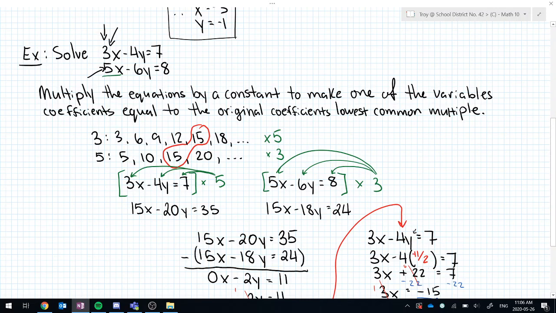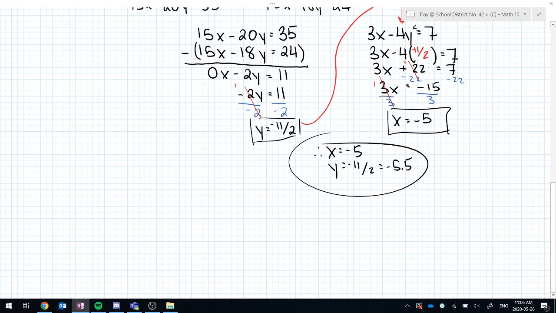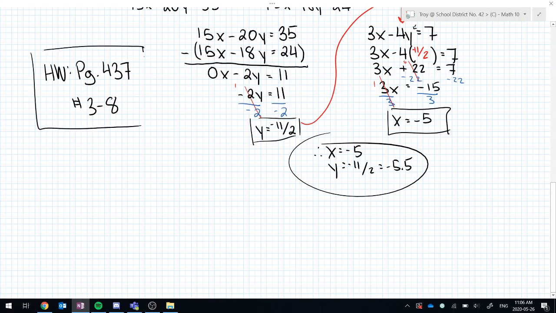So what I'll get you guys to do is to work on the homework. So for this week, it's going to start on page 437. And I will get you to do questions 3 to 8. We'll just do that for this week, okay? So go ahead, give those a shot.